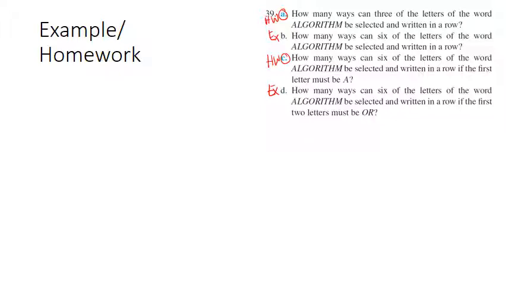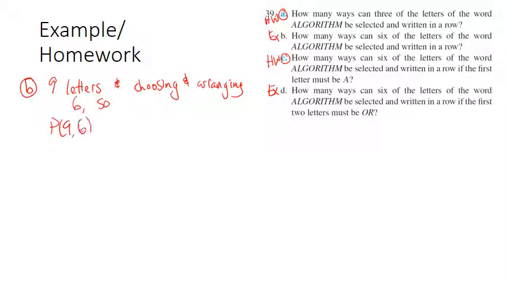Okay, so part B, how many ways can 6 letters of the word algorithm be selected and written in a row? Okay, so for part B here, the word algorithm contains, let's see, 9 letters. So we have 9 letters. And we're choosing and arranging 6 of them. So what we're doing here is we're actually calculating P of 9, 6.